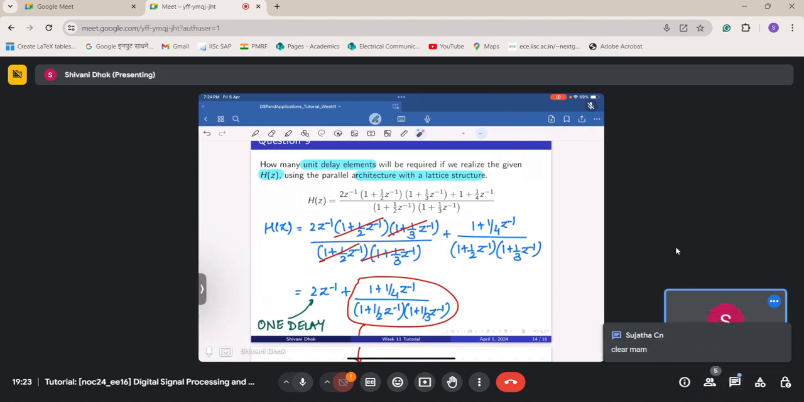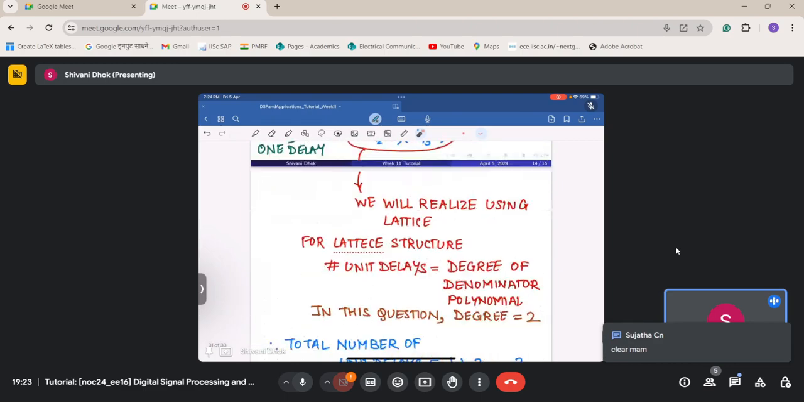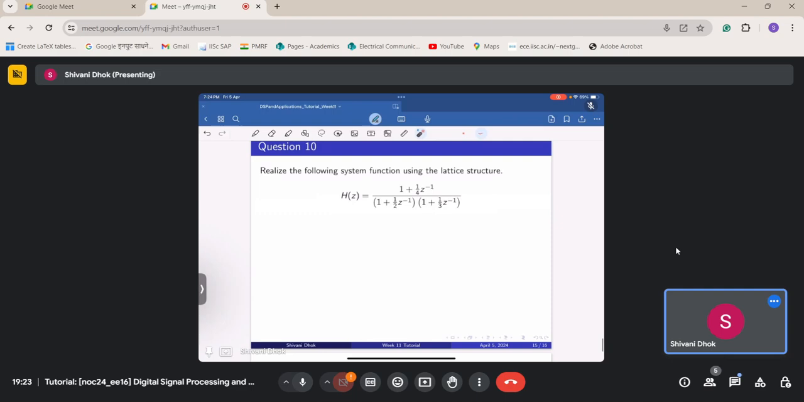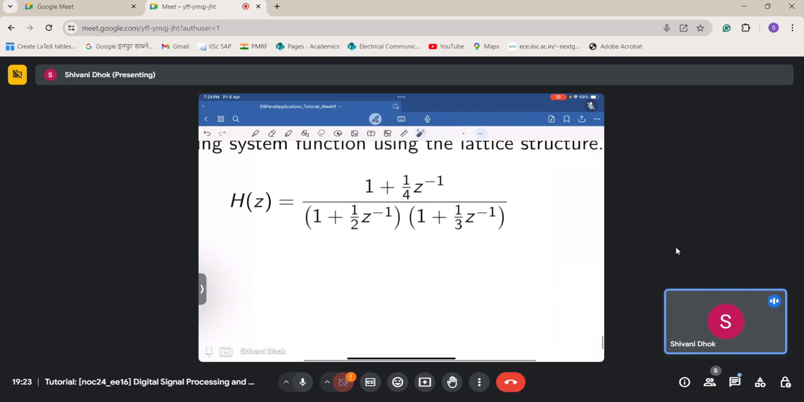Okay. So if it is clear, then let us quickly move on to the last question that I have planned to cover today. This is the question where we will see how to construct the lattice structure for any given polynomial. The question here is: realize the following system function using the lattice structure. The given system function is H of z equal to (1 plus 1 by 4 z inverse) upon (1 plus 1 by 2 z inverse) into (1 plus 1 by 3 z inverse).